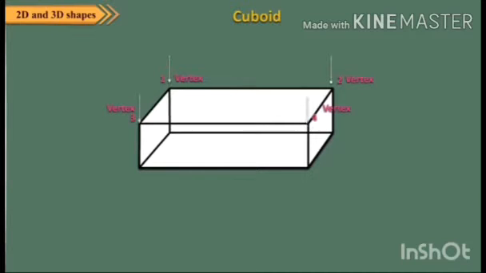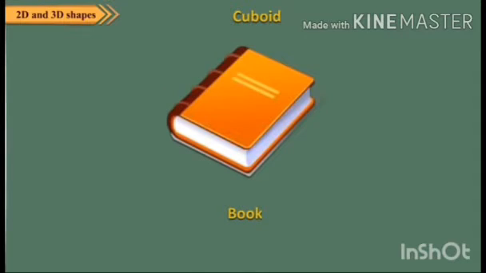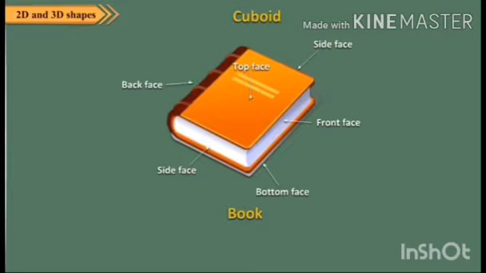Write down here 1, 2, 3, 4, 5, 6, 7 and 8. The number of vertices is 8. The number of faces is 6. The number of faces of a cuboid is 6: 3 showing on the screen and 3 at the back. Now here a cuboid is given as an example: a book has a back face, side face, bottom face, top face, front face and side face. All have the faces of a cuboid. The total number of faces is 6.